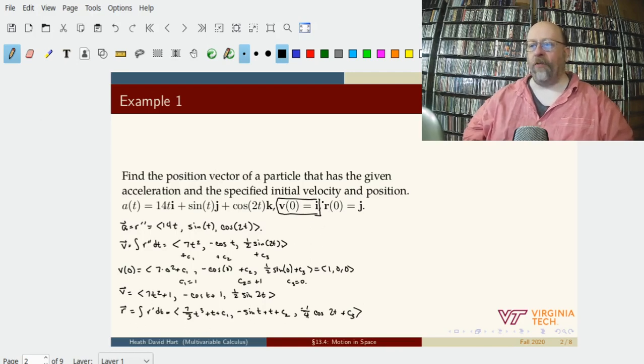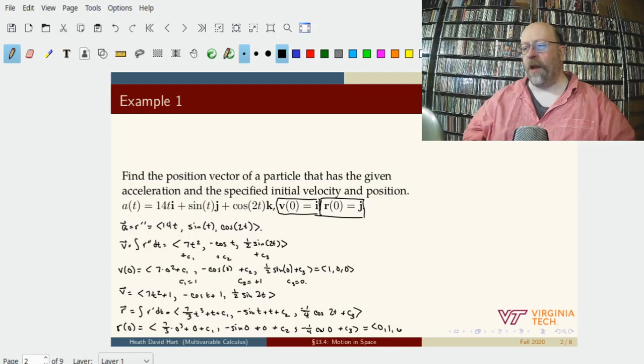And at time 0, the position is j. So r of 0 is 7/3 times 0 cubed plus 0 plus c1, negative sine of 0 plus 0 plus c2, negative 1/4 cosine of 0 plus c3, and that equals 0, 1, 0. And so c1 is equal to 0, c2 is equal to 1, and c3 in this case has to cancel out a negative 1/4. c3 will be positive 1/4.